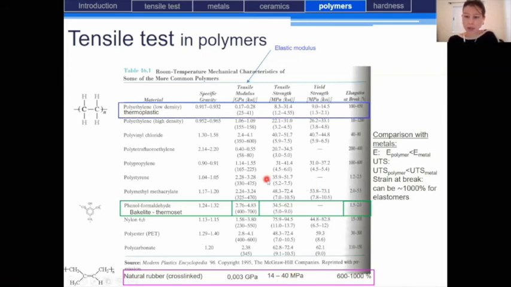And so the elongation at break of the resin, the fragile polymer, is very low, much lower than the one of thermoplastics, which is much lower than the one of elastomers. So we have already commented that the elastic modulus of polymers is lower than the one of metals. Concerning the ultimate tensile strength, it is lower than in metals, but the strain at break can reach very high values, specifically for elastomers.